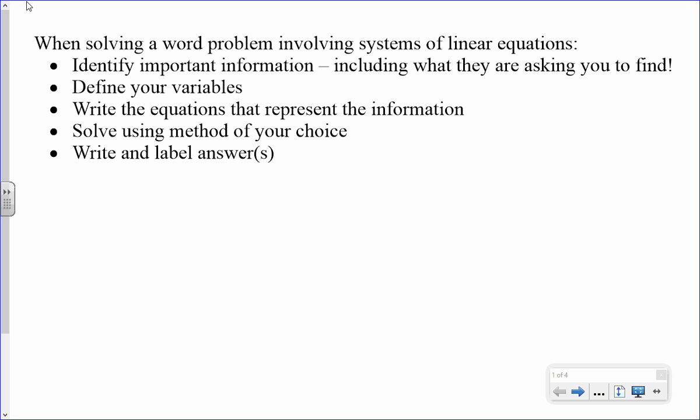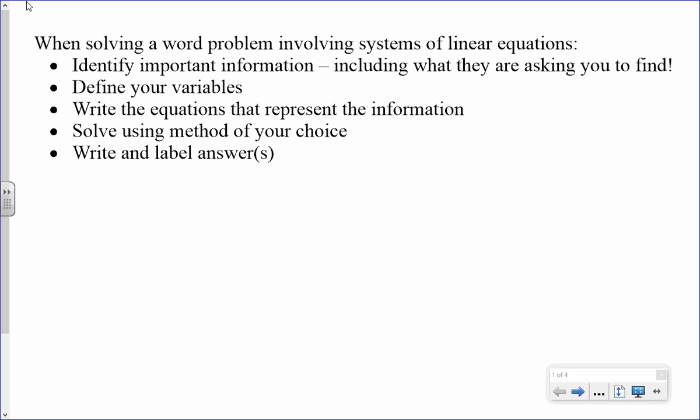So if you are given an application problem, the first thing you need to do is identify important information. Okay? What are they asking you to find? What information is relevant to the problem? What information is not relevant to the problem? So you may want to circle some things, underline, highlight, whatever you need to do.